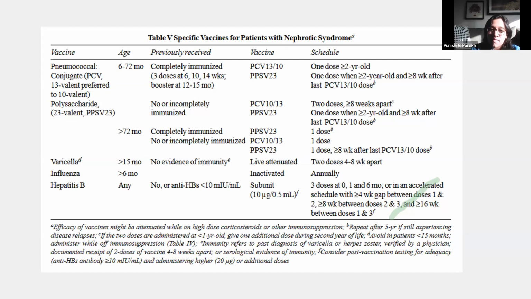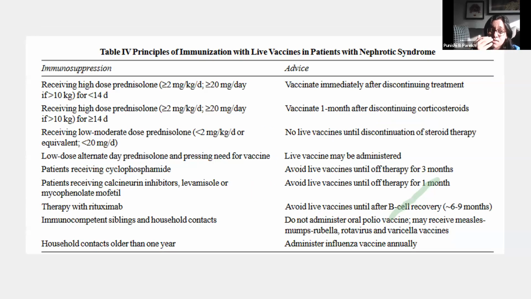Okay, so these are the common vaccinations and the regimen as to when and how they need to be given. Again, there are certain other things that you need to keep in mind while vaccinating these kids with nephrotic syndrome with live vaccines. Depending on how much steroid they've consumed, for example, if they've received high dose steroids for less than 14 days, then you can vaccinate immediately after discontinuing. But if they've received high dose prednisolone for 14 days or more, then you need to wait for a month after discontinuing steroids before you give vaccines. So you don't really need to remember all this.